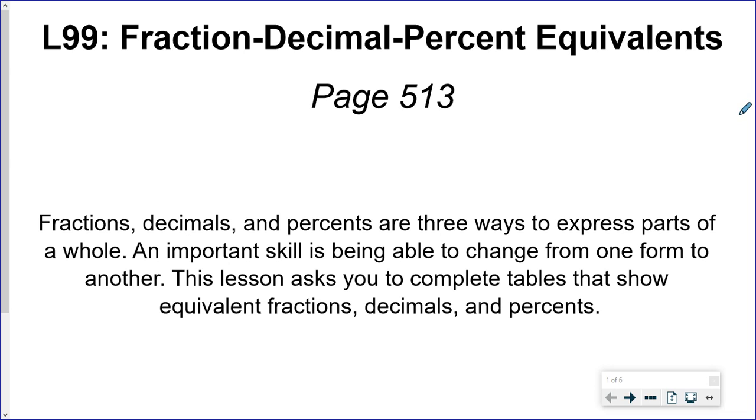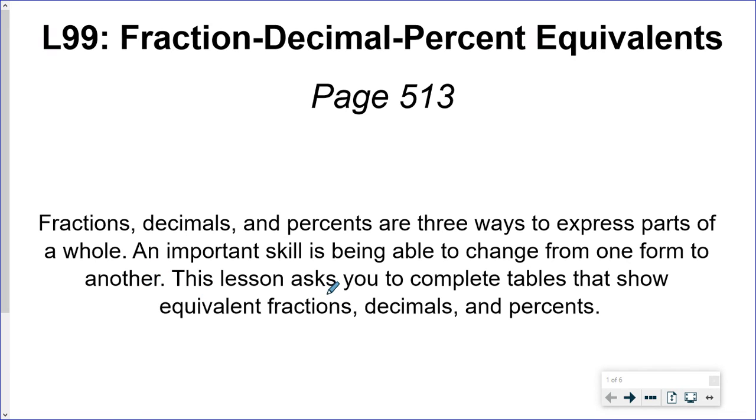To start off our lesson for today, it reviews how fractions, decimals, and percentages deal with numbers. It says fractions, decimals, and percentages are three ways to express parts of a whole. An important skill that you're going to want to have, especially later on in life, is being able to change from one form to the others.